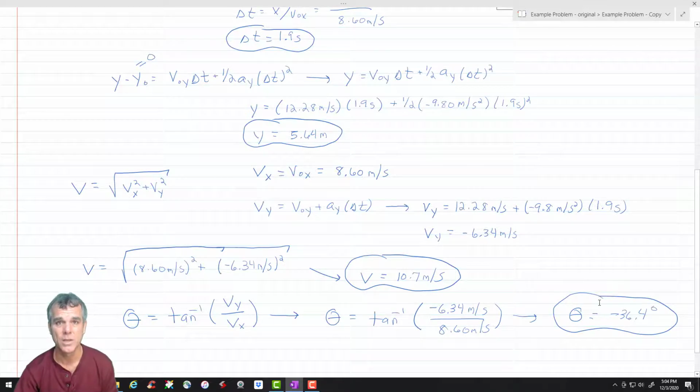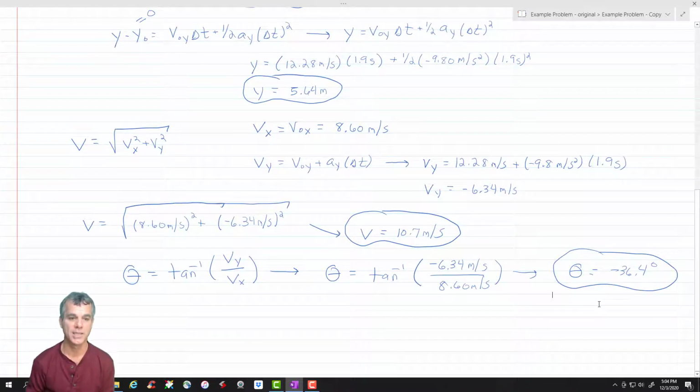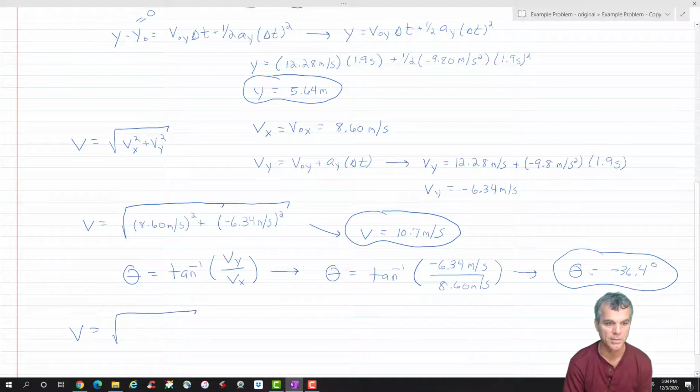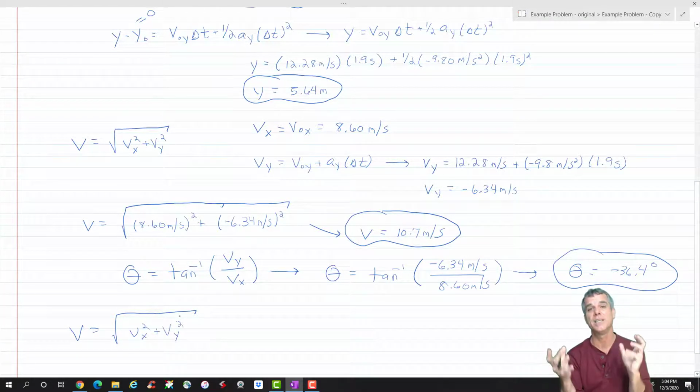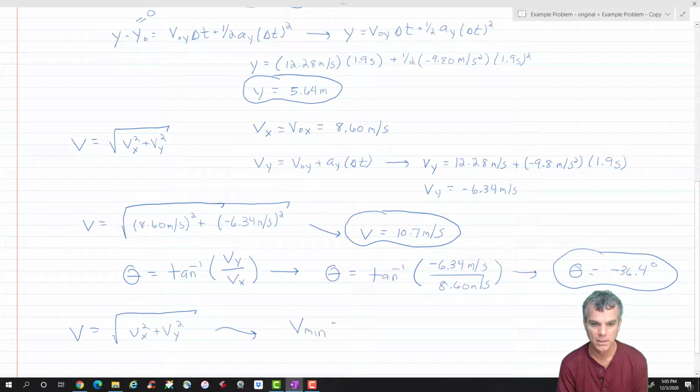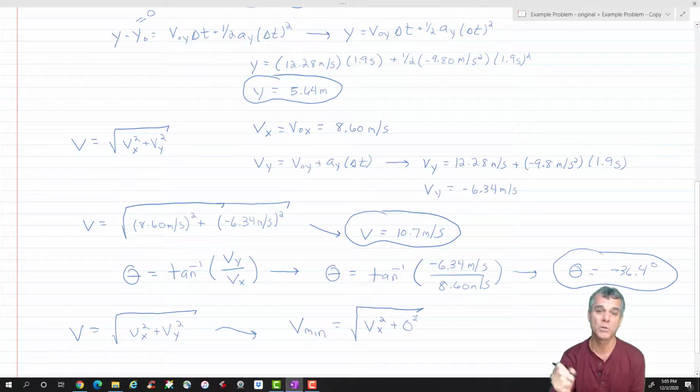Last but not least, what is the minimum speed this pumpkin has while it's in the air? Well, keeping in mind that speed is just the square root of vx squared plus vy squared, and the velocity in the x direction does not change the entire time it's in the air, my minimum speed is going to be when vy is a minimum. And we know that vy equals 0 meters per second at the highest point, which means my minimum speed is going to be the square root of vx squared plus 0 squared. That's going to happen at the highest point when vy equals 0.